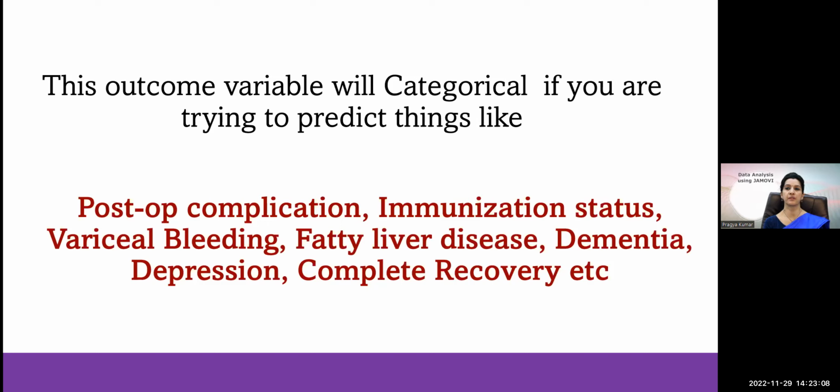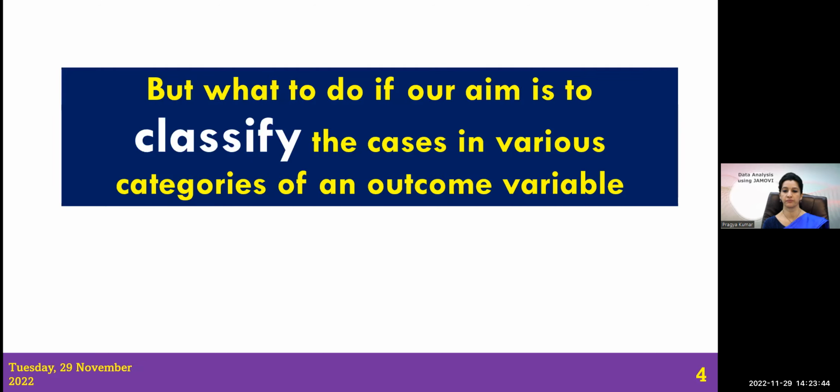Now, if the variables are like this: post-op complications, immunization status, varicose bleed present or absent, fatty liver disease present or absent, dementia present or absent, depression present or absent, complete recovery occurred or not occurred. If the outcome variable is like this, then logistic. Which type of logistic? Because there are many types of logistic regression. Yes, binomial logistic. True.